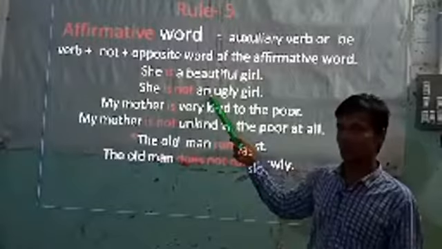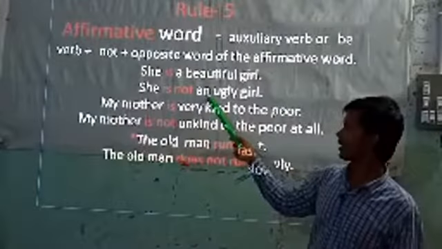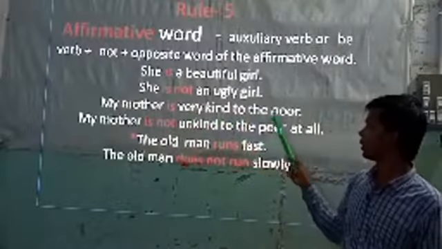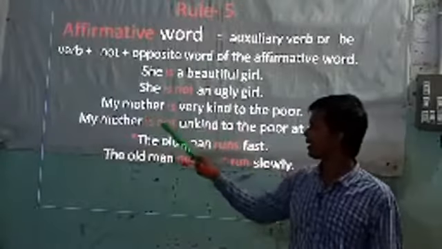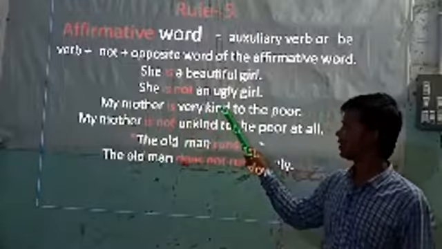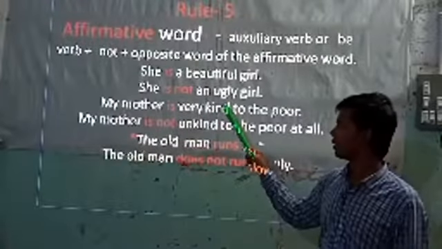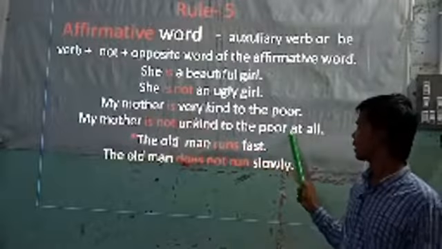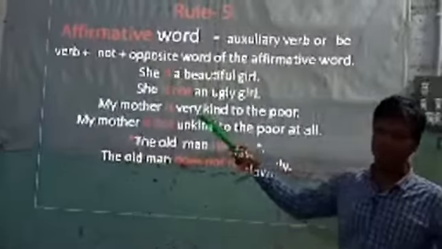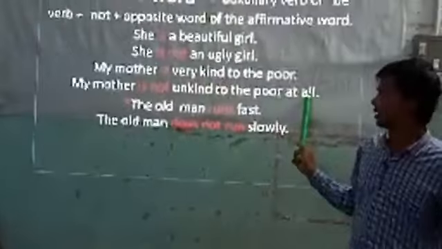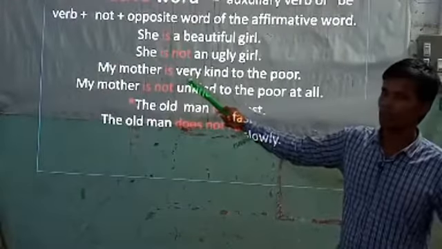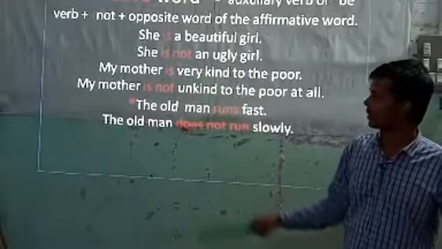So you know the rules of articles. I think you have understood. My mother is very kind to the poor. My mother is not kind. The opposite word is unkind to the poor at all. In case of very, you must write at all at the end of the sentence, or you can write it here, but you will have to put a comma here.